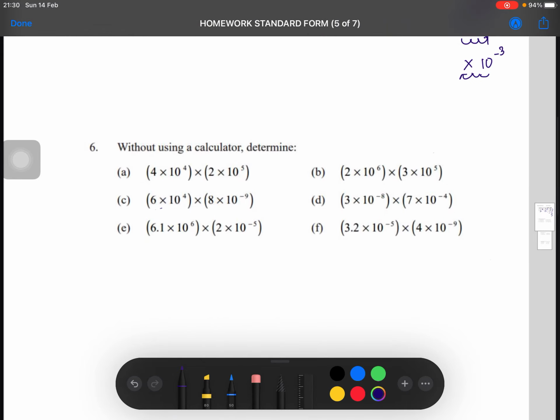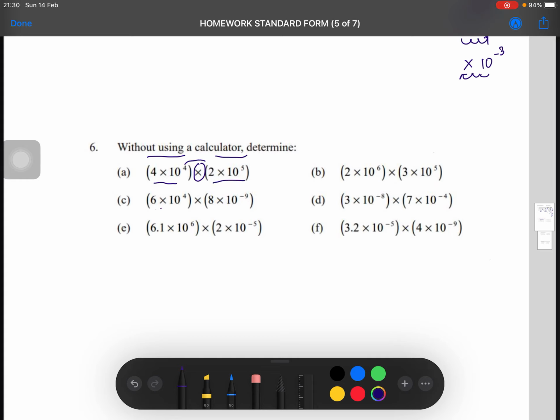Now we proceed to question 6. Without using a calculator, determine. That means without using a calculator, you must show your working for how you get the final answer. If you look here, we have multiplication between standard form and standard form.